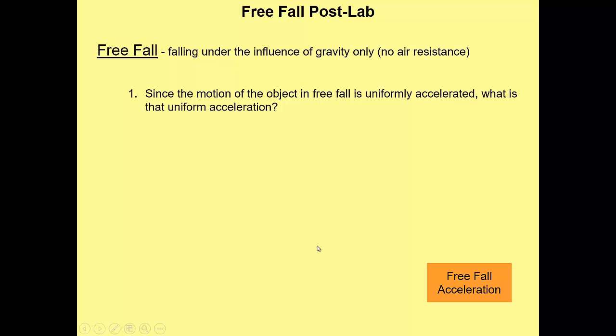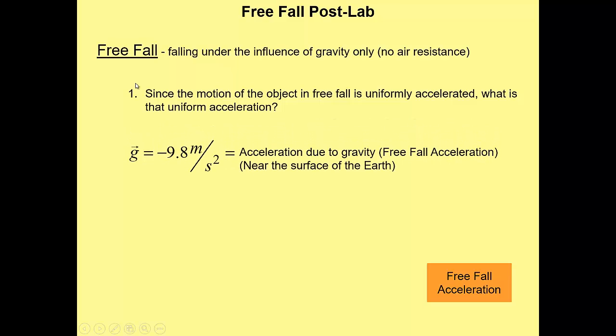Now this value is so very important, the acceleration of a freely falling object near the surface of the Earth, that it is given its very own symbol and its very own name. And that is little g. So little g here is negative 9.8 meters per second squared. This is the acceleration due to gravity near the surface of the Earth, or shorthand is free fall acceleration.